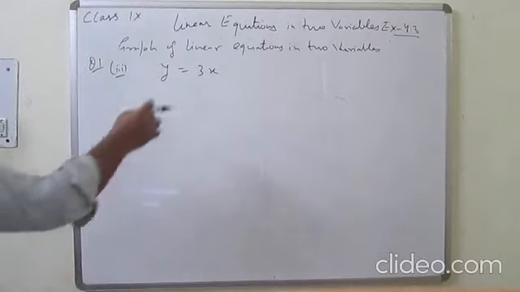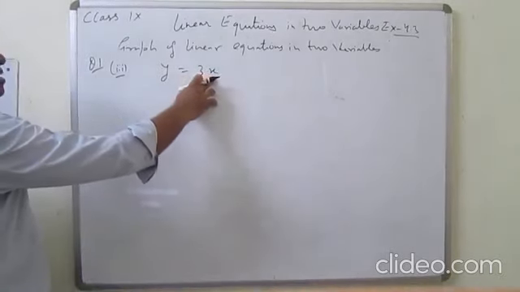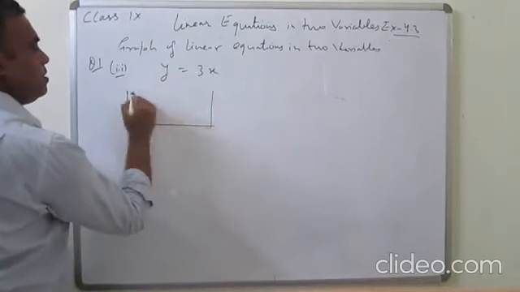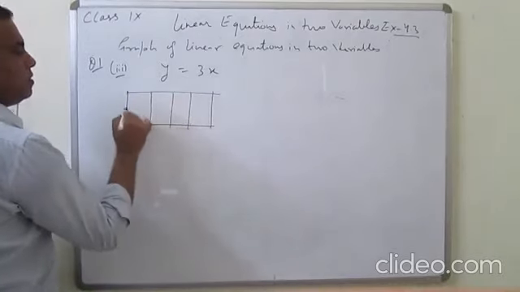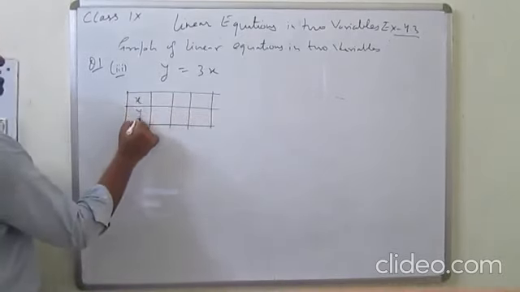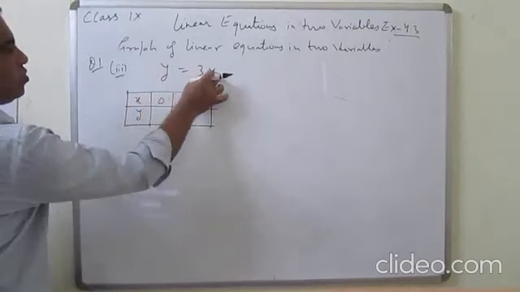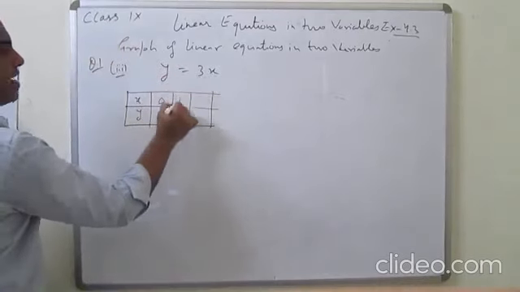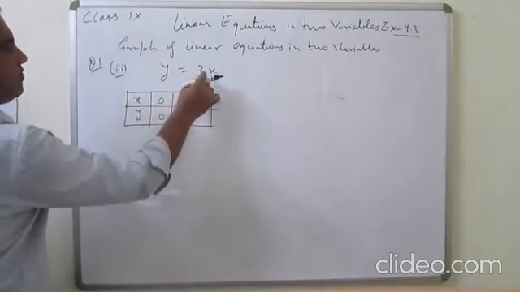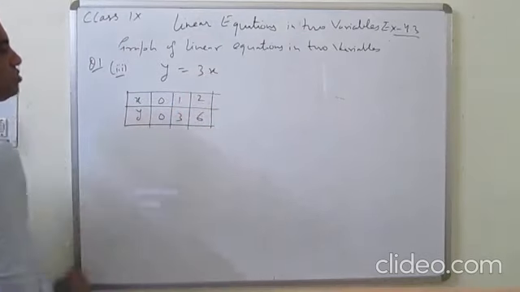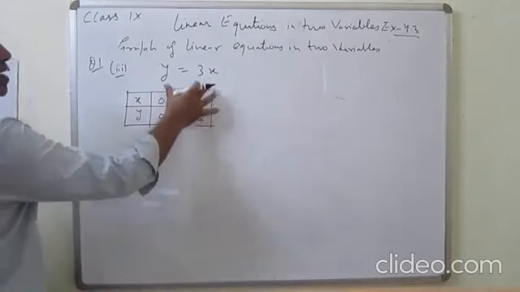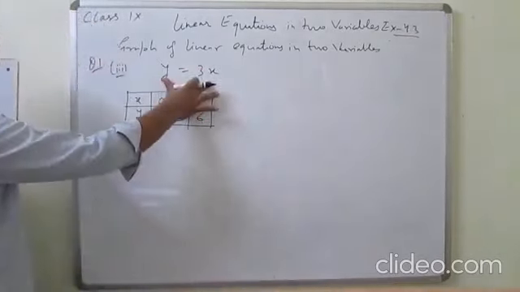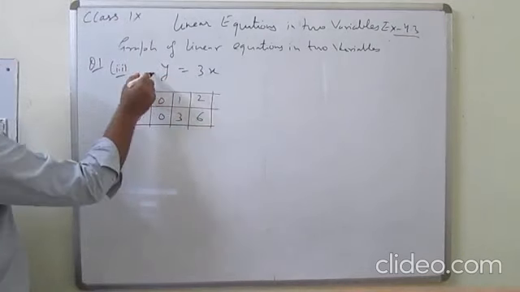Now make a table. By putting the value of x, you will get the value of y. At least you will take 3 values. So make a table. This is x, this is y. If I take x is equal to 0, 0 into 3 is 0. So x 0, y 0. If I take x 1, y is equal to 3. If I take x 2, y is equal to 6. So these points satisfy the given equation. Now plot a graph.